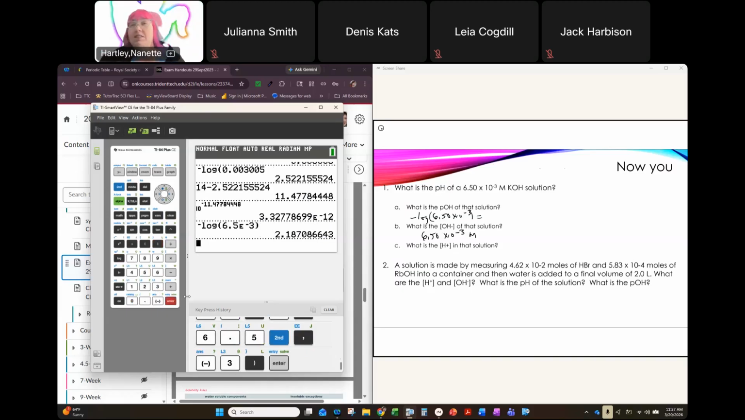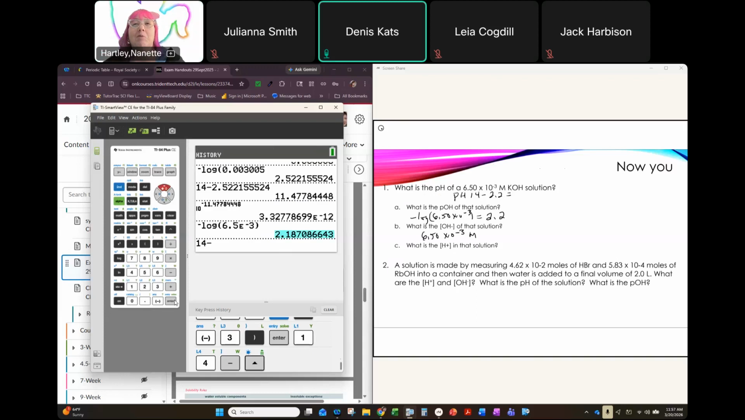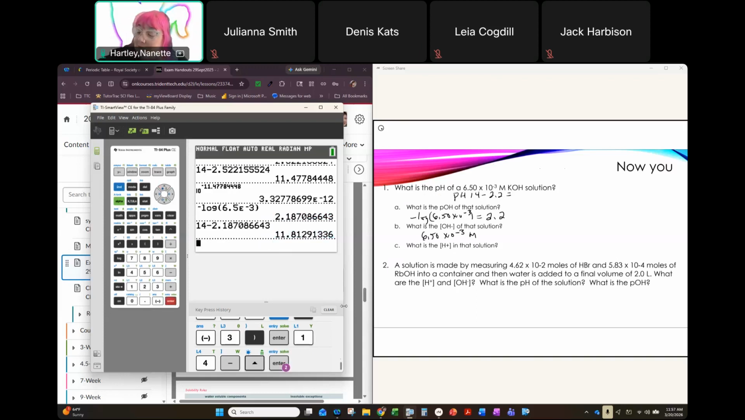And that gives me 2.187, and so on. Again, I want 2 sig figs when I do this, so I want 2.2 as my pOH. If I then want the pH, it is equal to 14 minus that 2.2, which I can't do in my head, so 11.8. Yes, you got there much faster than I did. My subtraction skills are lacking. We don't do that as much, so 11.8 there.